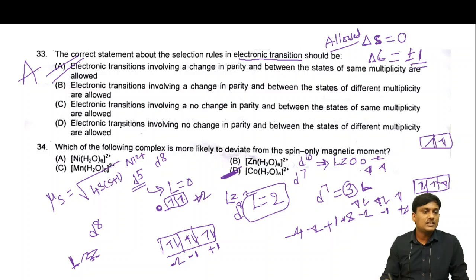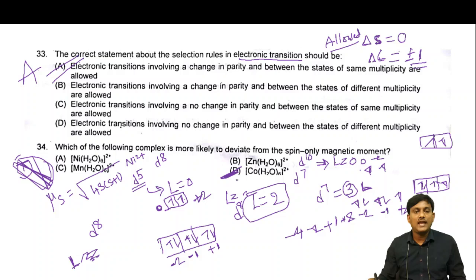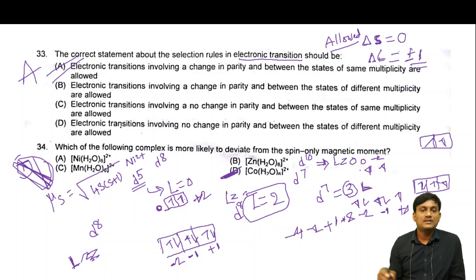So what is the correct option? D is the correct option. When the L value is more, there is a coupling of L and S. You have to consider angular momentum while calculating the magnetic moment. So when there is an increase in L value, there is a deviation from the spin-only magnetic moment.